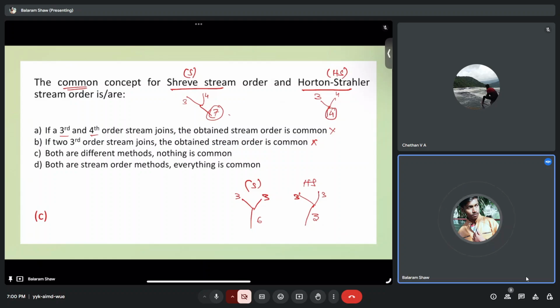This one was a mistake, sorry. When two third orders of the same order are joining, it will create the order just higher than that. It will not be like 3 plus 3 is 6, but when two 3s are joining, it will be the next higher order, that is 4. Correct?